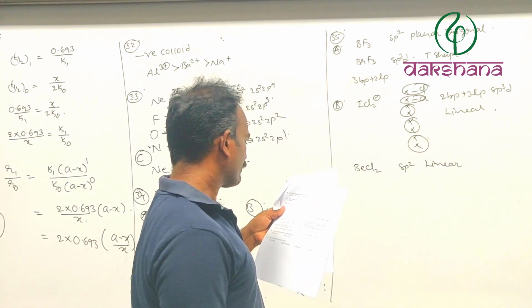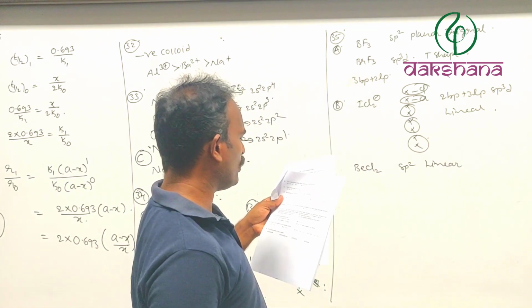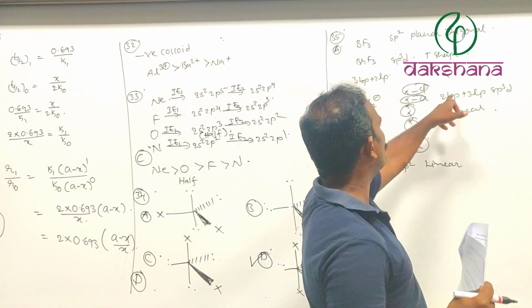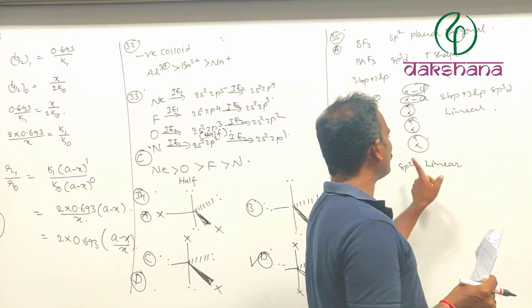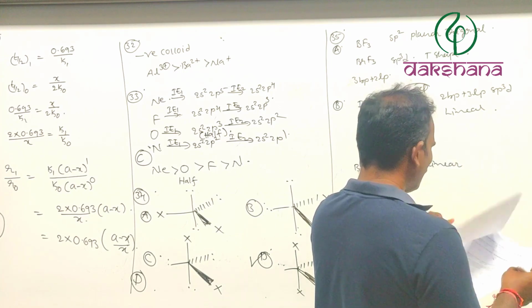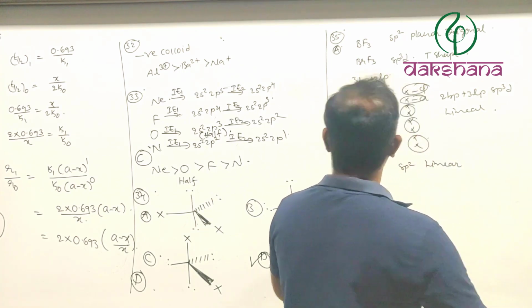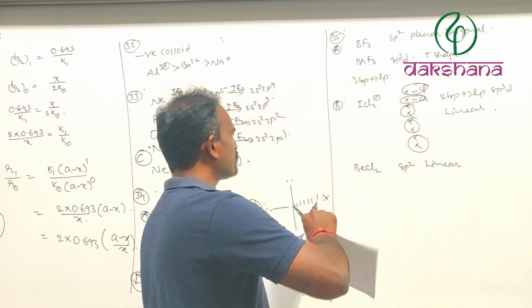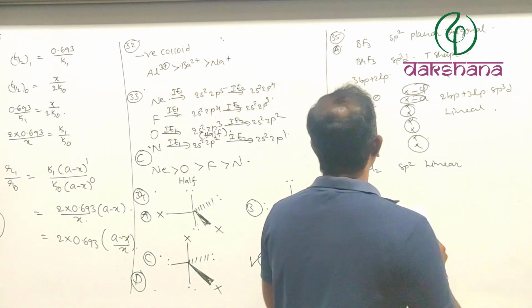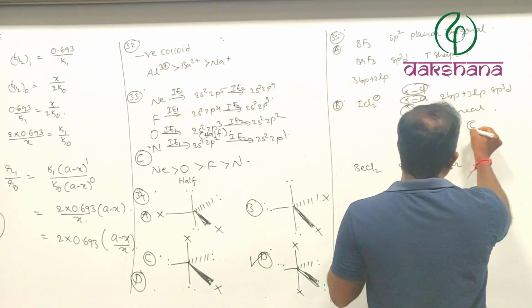What are they asking? Different hybridization but the same molecular geometry. Yes, these two have different hybridization, but both of them have the same molecular geometry. It might be option B, question 35. True, but we will see C as well as D also.